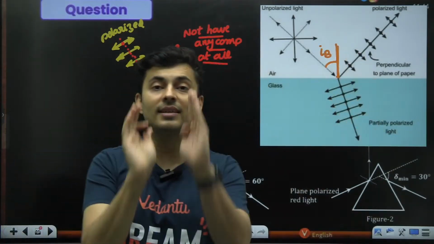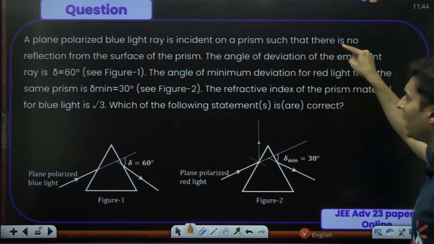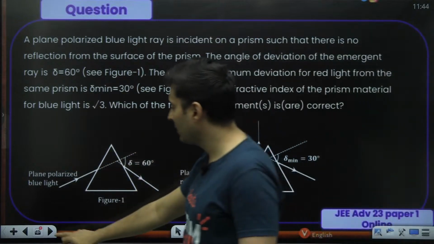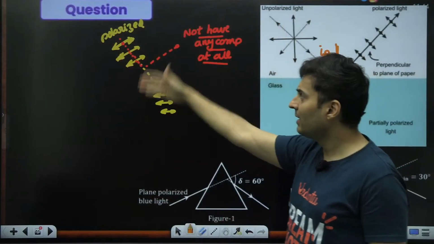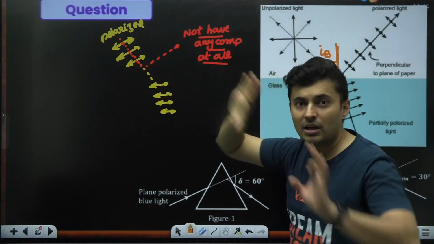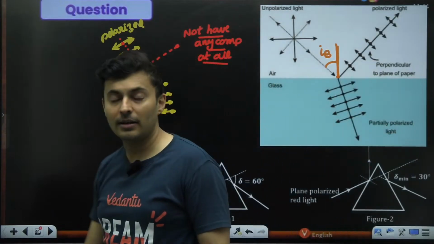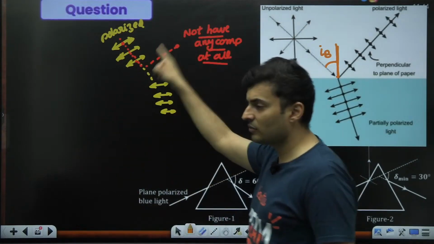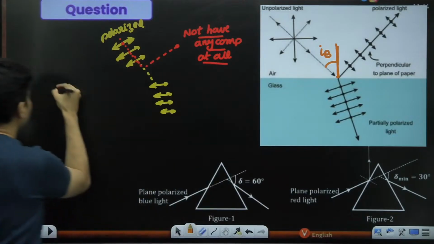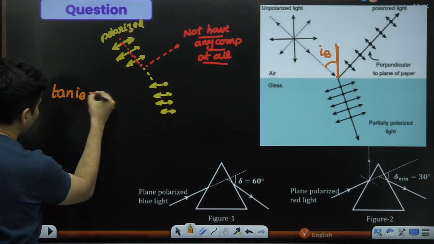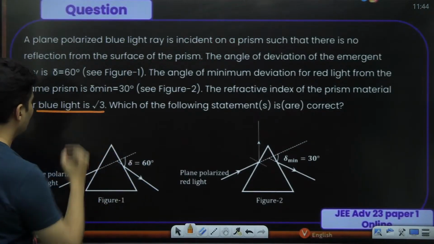Only for mentioning this part, they have given this data. A plane polarized blue light is incident such that there is no reflection, meaning that the plane of polarization of that blue light is such that the reflections caused are not going to have any components. So all the light will just get refracted, and the angle of incidence for which this can happen is the Brewster's angle. So very clearly, I can say tan of the Brewster's angle is the refractive index, and the refractive index for blue light is given to be √3.